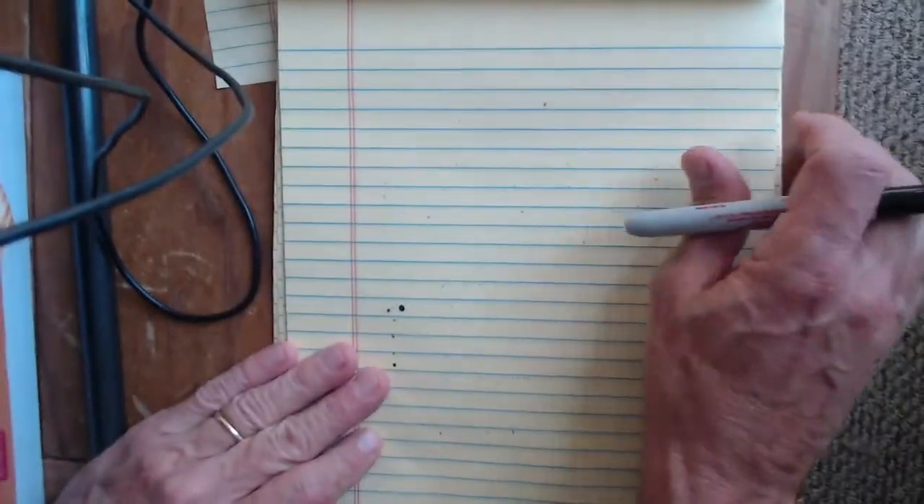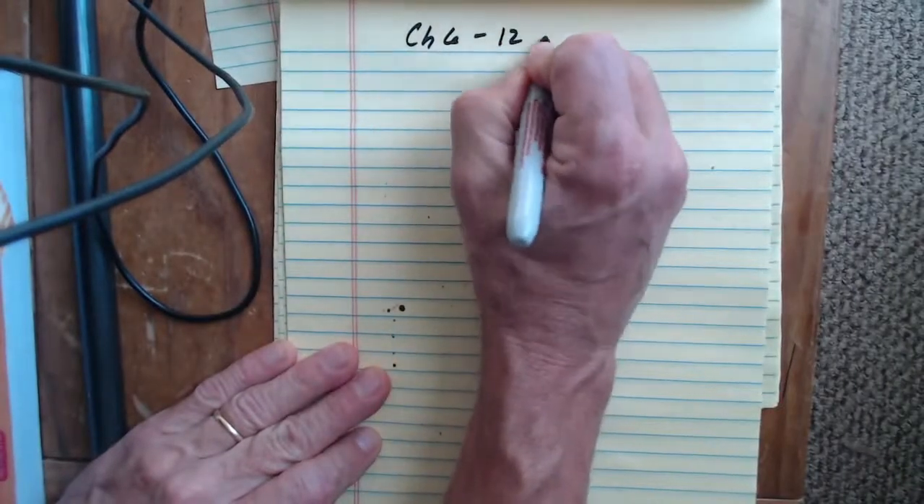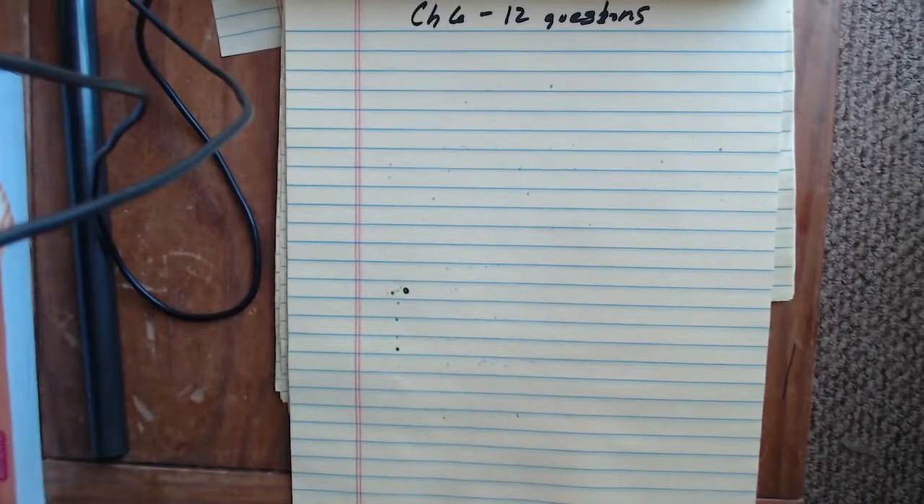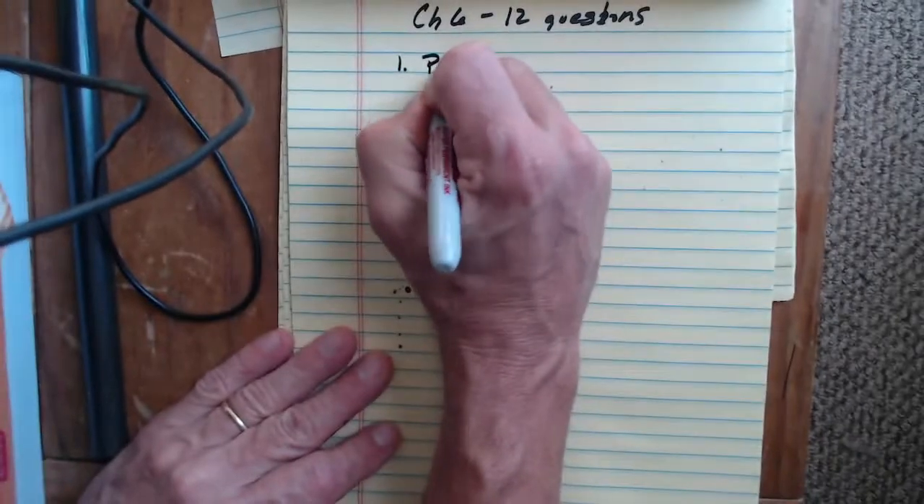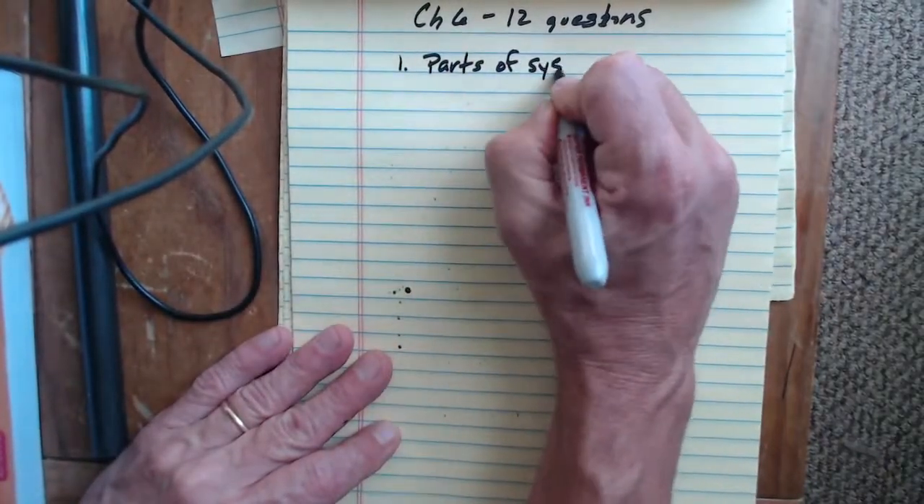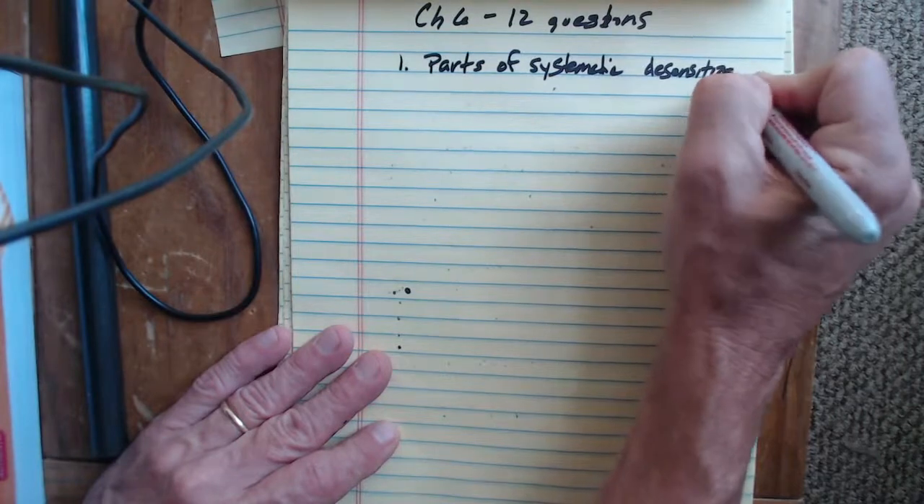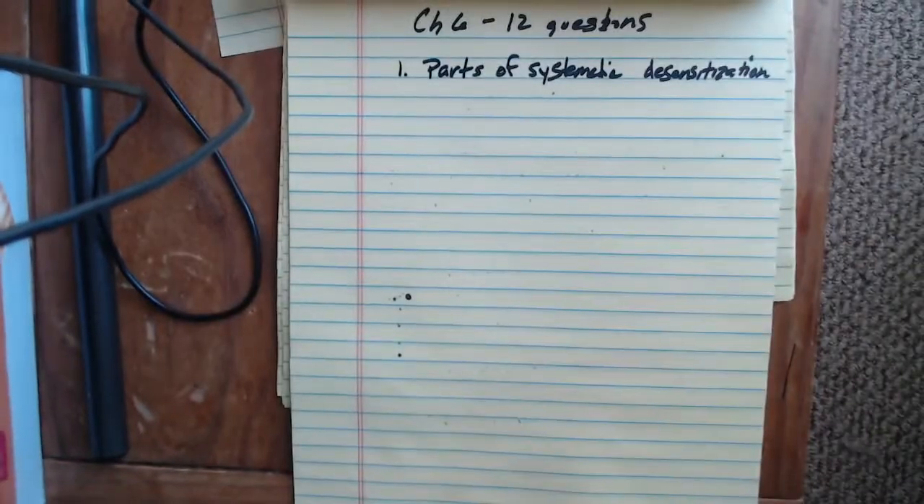Okay, so let's see. Chapter 6, 12 questions. Let's see what we got for chapter 6. Questions in the set, full text. Okay, there's a question on the parts of systematic desensitization. What are the two things you need to do systematic desensitization? Can somebody tell me? What do you need if you're going to use systematic desensitization to help me lose my fear of spiders? What two things will you need?